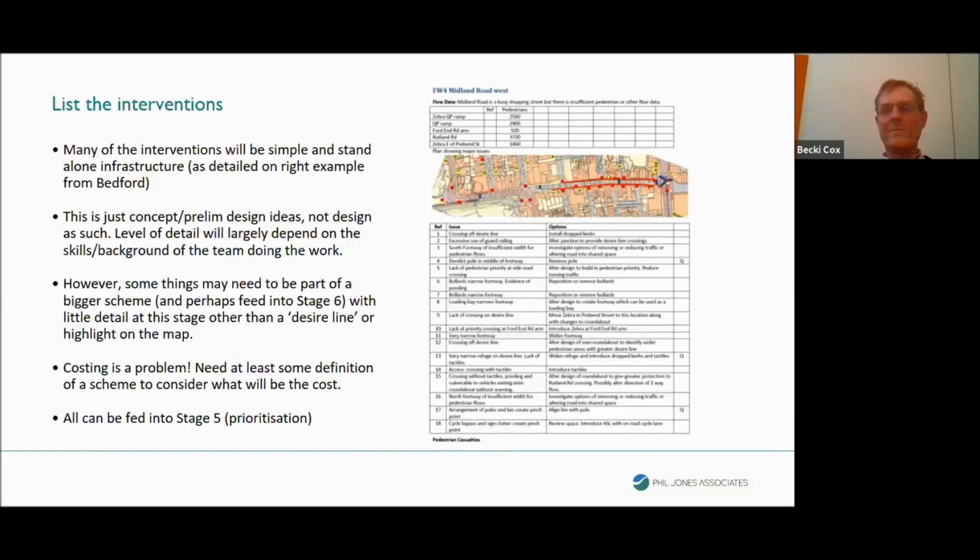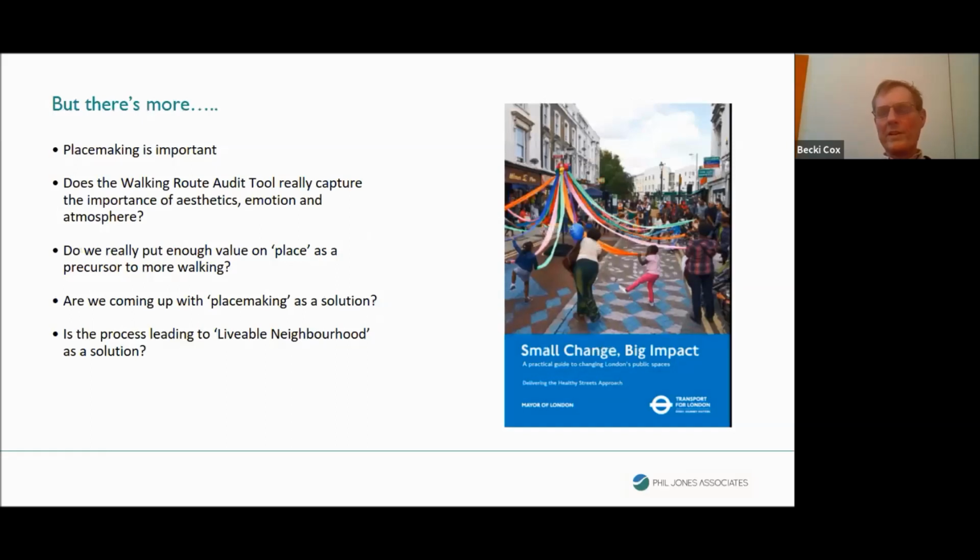Costing is always a problem because one of the things that we're finding is this isn't really design, but it is identifying a series of measures. So we need to make some fairly simplistic costing assumptions because we need that for getting on to stages 5 and 6. And so what unit cost you use is always going to be a bit of a problem, but most people have got previous schemes and previous work that they've done that will give them a ballpark idea.